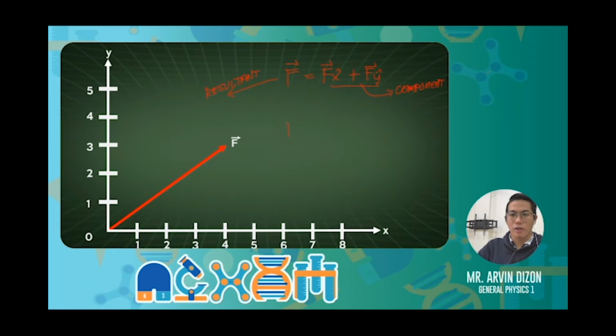Properly writing that, we're going to have F is equal to Fx plus Fy, plugging in the values which we have gathered a while ago. Fx would be 4 newtons x hat plus its y dimension, that would be 3 newtons y hat. This is how you write a vector in component form. Now you cannot add these two since they are on different dimensions. However, we're going to discuss later how to actually find the value of our resultant vector using our component vectors.